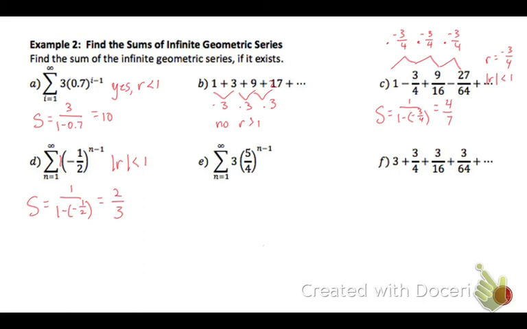Now on E, notice our r value of 5/4. That is greater than 1. So that means the sum of this series will keep increasing. It will not approach a value, so we do not have a sum. Now this last one, we have 3/4, 3/16. We can get from one term to the next by multiplying each time by 1/4. So our r value is 1/4, and that is less than 1, so this series does have a sum. Our first term is 3 over 1 minus r, 1 minus 1/4, so it would be 3 divided by 3/4, which would be 4.